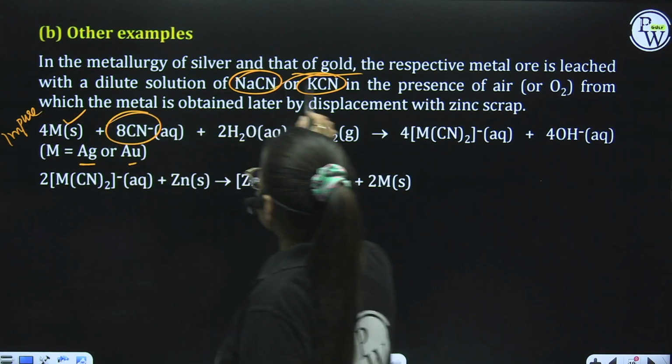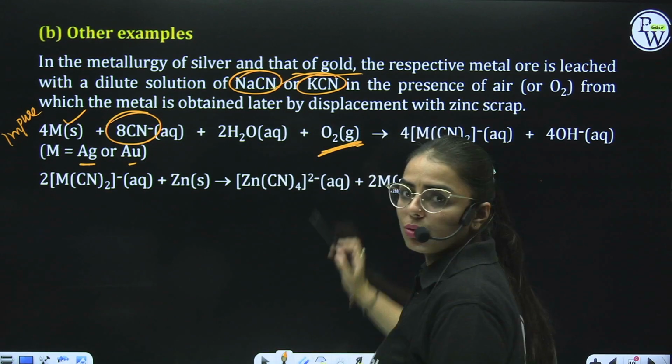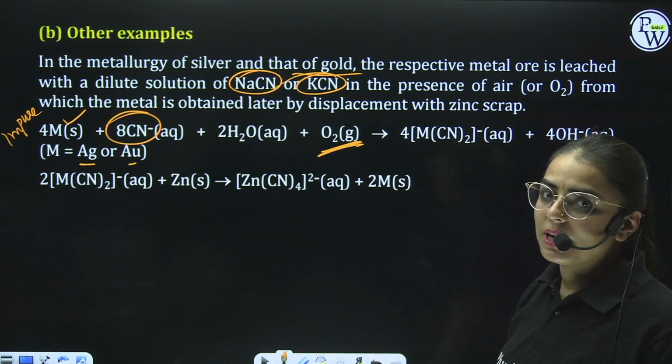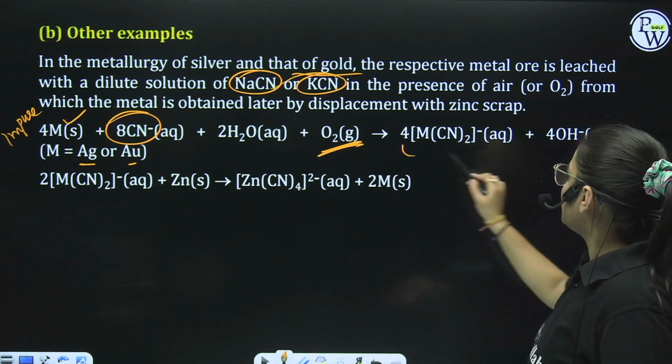You are taking the cyanide, CN negative, and reacting with water and with O2. Remember, you have to do it with O2; otherwise, in the absence of O2, it won't take place. So you are going to obtain this complex.